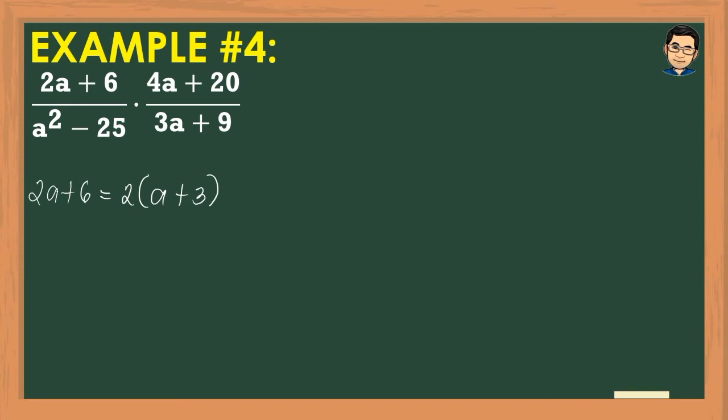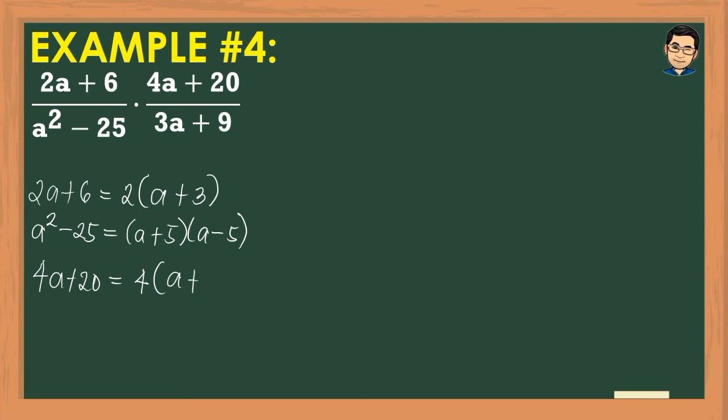And then a squared minus 25 using factoring of difference of two squares. So, magiging square root of a squared, that is a, and then square root of 25, that is 5. So, ang factors niya, a plus 5, a minus 5. Again, regardless dun sa order, nauna mong sinulat ang a minus 5 sa a plus 5, okay lang, as long as yun naman talaga yung mga factors. And then, 4a plus 20. So, ang greatest common factor nila is 4. And then, 4a divided by 4, that is a. 20 divided by 4, that is 5.